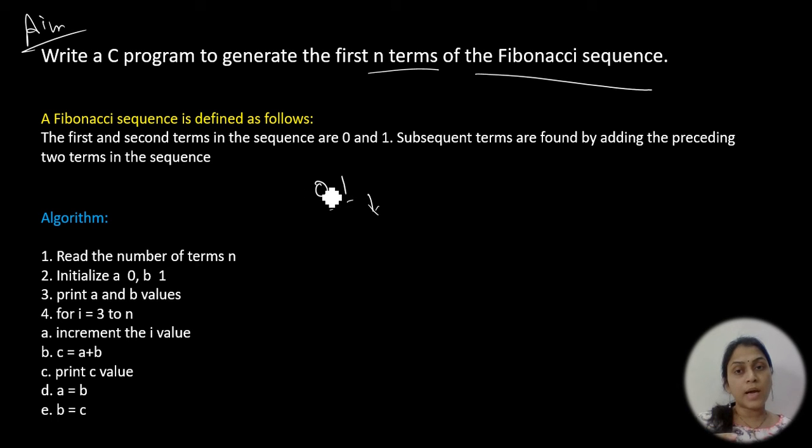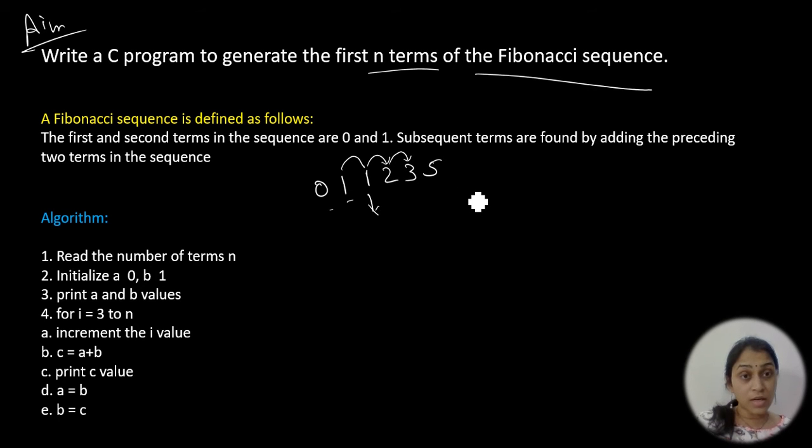By adding 0 plus 1, you get 1. Then what is the next subsequent number? Add the previous 2 numbers: 1 plus 1, 2. What is the next number? Add 1 plus 2, 3. What is the next number? Add 2 plus 3, you get 5.